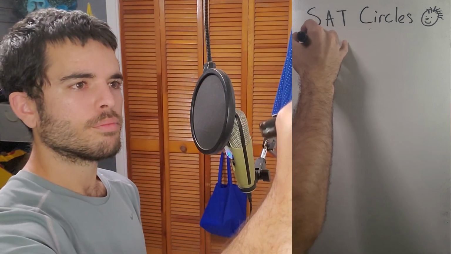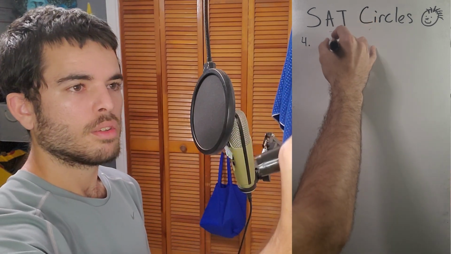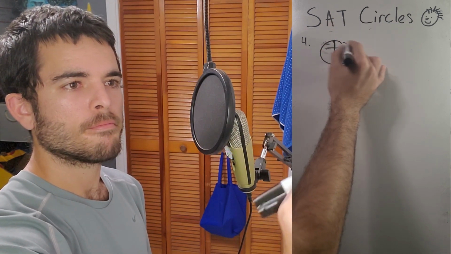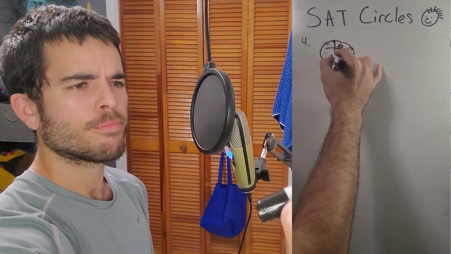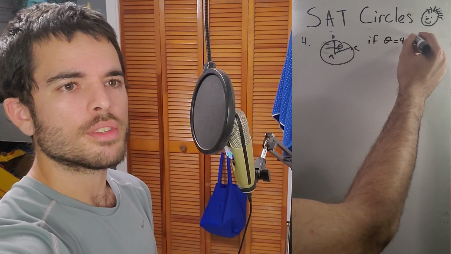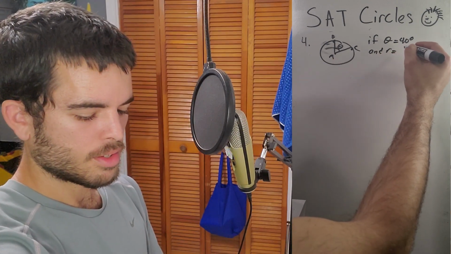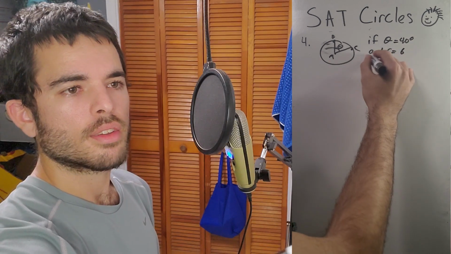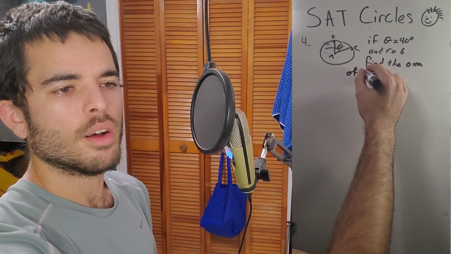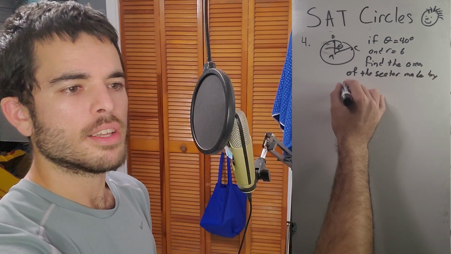All right, number 4. Another slice of pizza with a central angle. If the angle is going to be 40 degrees and the radius is, let's see, 6, find the area of the sector made by central angle theta.